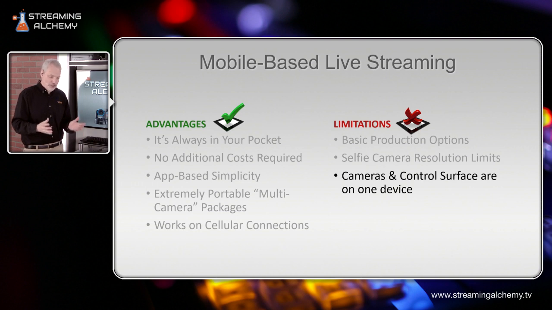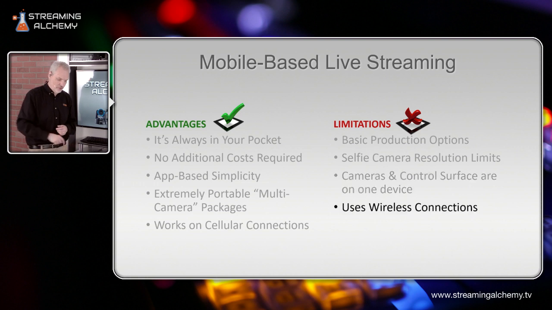The other piece, when it comes to the cameras themselves, is that the camera and the control surface are actually on the same device. So this means that if you're trying to adjust something on the screen, you're actually handling the camera, which can pick up as rustling sound from the mics that are on it if you're not using an external mic. But it can also cause the camera to shake more, which gives a less professional look to the video you're streaming. So again, something to keep in mind when you're looking at the mobile side of your options.